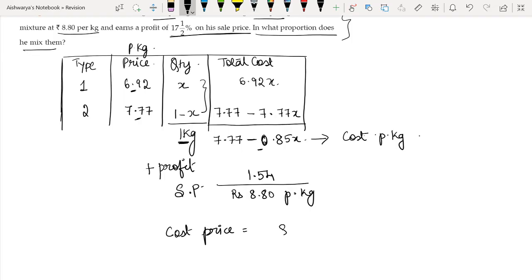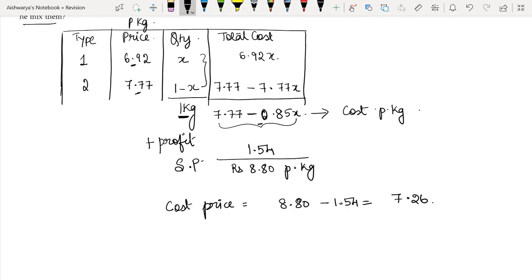Cost price is nothing but 8.80 minus 1.54. Subtract the two. You will get 7.26 as your cost price. But we have also arrived at this, so let us equate the two: 7.77 minus 0.85x is equal to 7.26.